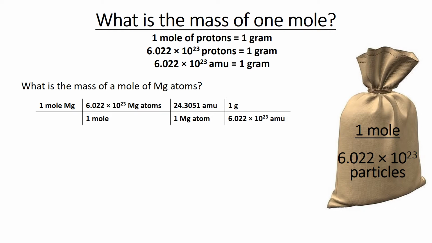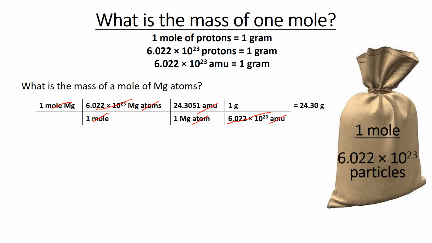Now what we'll see is we can cancel out our units, and then we're going to have our answer in grams. But we also have this factor of 6.022 times 10 to the 23rd that's at the top of our equation and at the bottom of our equation. So really, when we go and type this into our calculators, we don't have to bother with the 6.022 times 10 to the 23rd at all. We have 1 times 24.3051 times 1 gram divided by 1 divided by 1. So the mass of a mole of magnesium atoms is 24.30 grams.